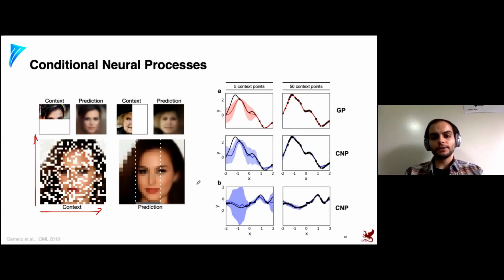With the standard Gaussian process, it's really hard to design a kernel that would represent natural images. It's virtually impossible. So you have to really engineer this kernel function.